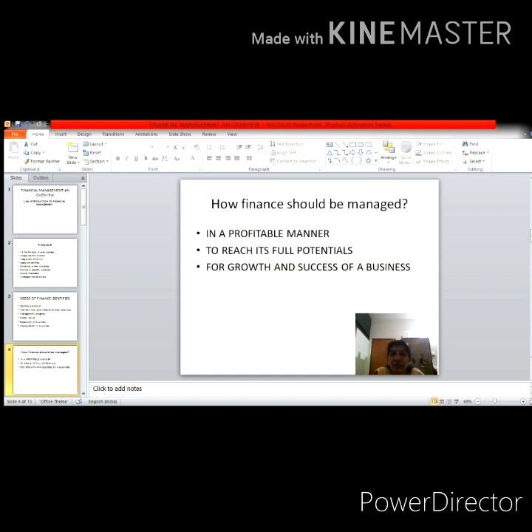Now, the next question comes, how to manage the finance? It is very important. So, finance should be managed in a profitable manner. If the company aims at profit, then finance should be managed efficiently. Next, to reach its full potential, all the departments are organized and it reaches the ultimate goal. The ultimate goal is profit. Therefore, to reach the goal of the organization or the enterprise, finance is a must. Then, for the growth and success of a business, finance is needed. Therefore, it should be managed efficiently so that only then the maximum profits can be attained.